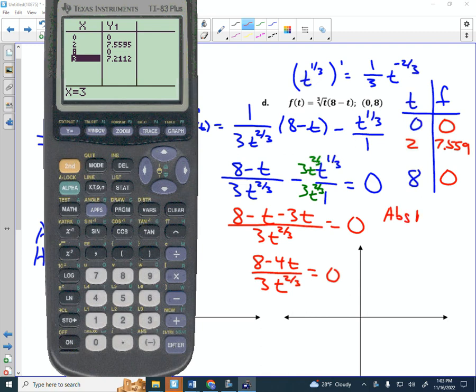So my absolute max is 7.559. The AP exam will ask you to go to 3 decimal places, and then the absolute min is 0 in that situation. And we can be confident of that. If you want to check your answer, just glance at the graph, and the graph should show that you have a max of 7.55 and a min of 0. Okay?